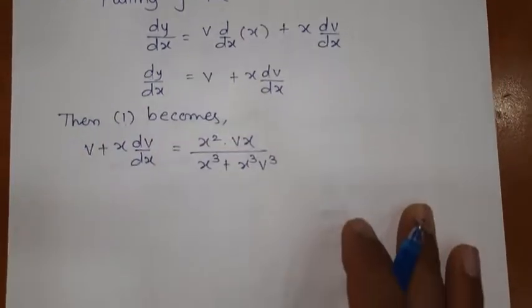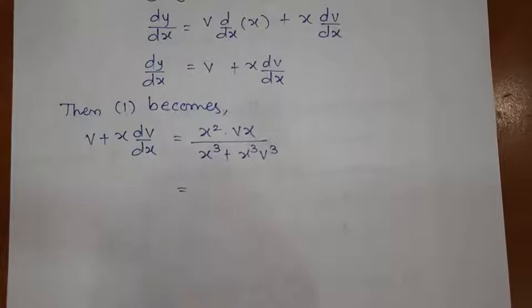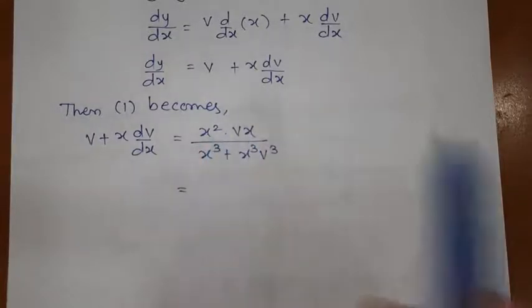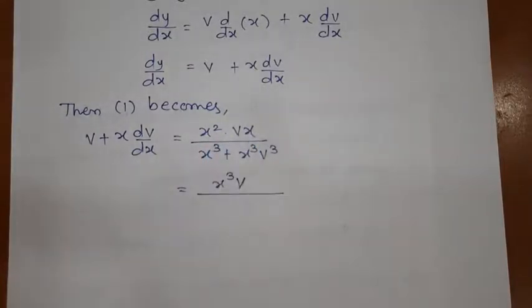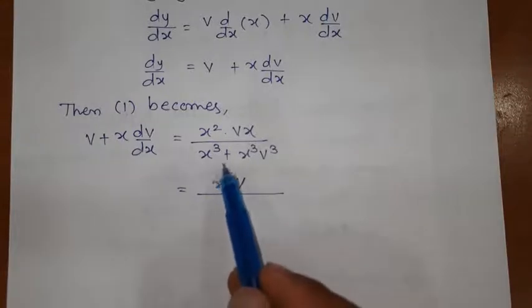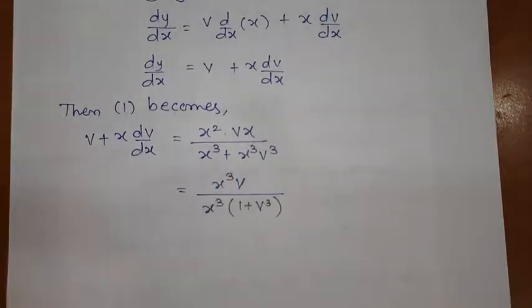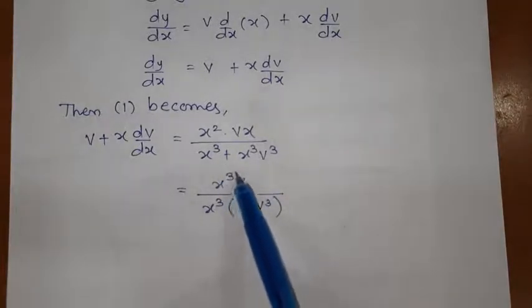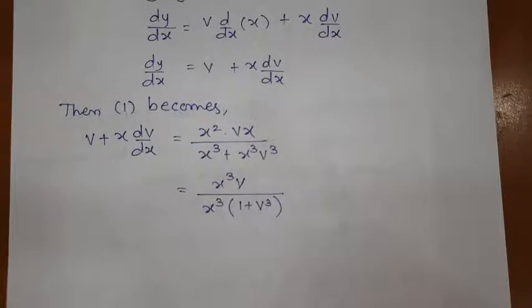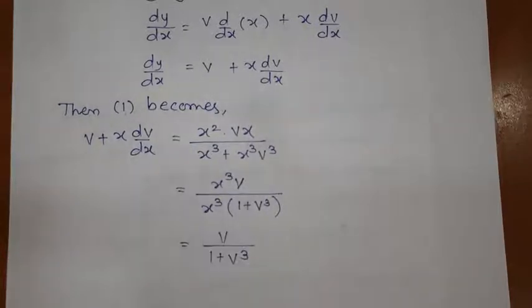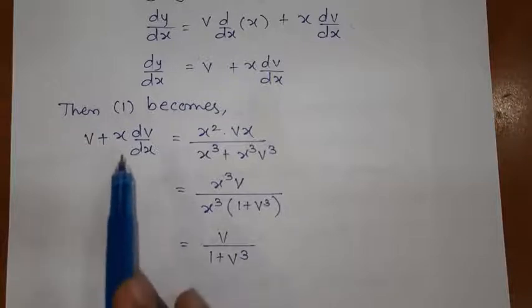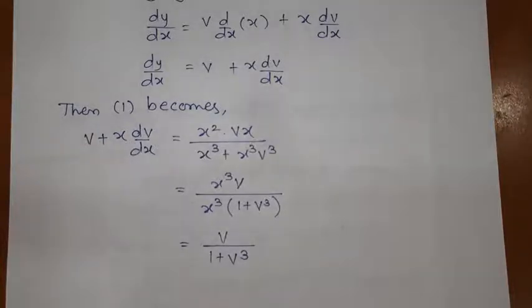So let us solve it further. See here, x into x square, we will have x cube v. And what about the denominator? Easily we can take x cube common in the denominator. So by taking x cube common, 1 plus v cube. Tell me, can I cancel x cube? Yeah, definitely I can cancel x cube. So therefore v upon 1 plus v cube. Okay, so what is the left hand side? I need to copy the left hand side here.